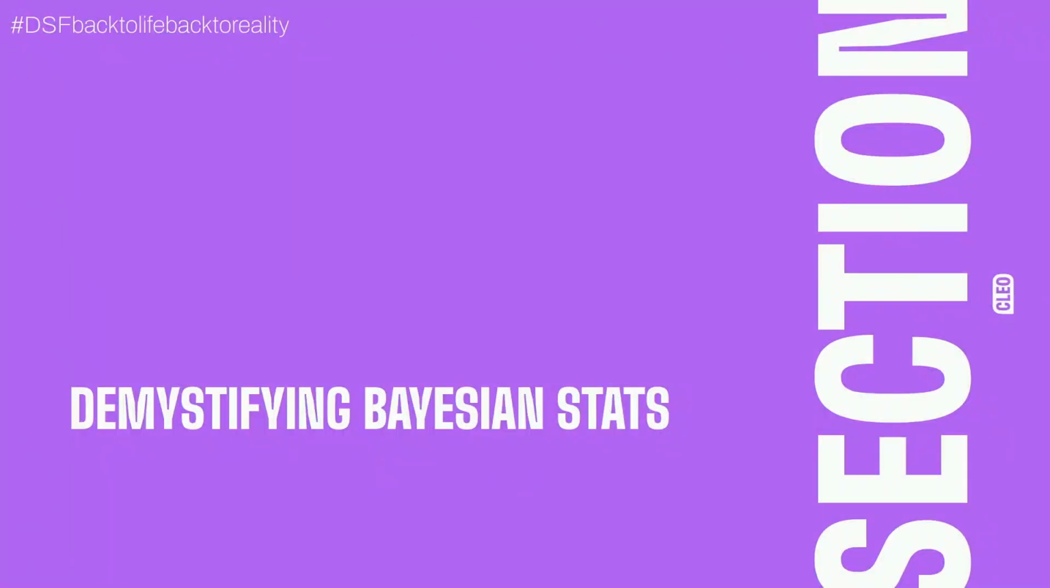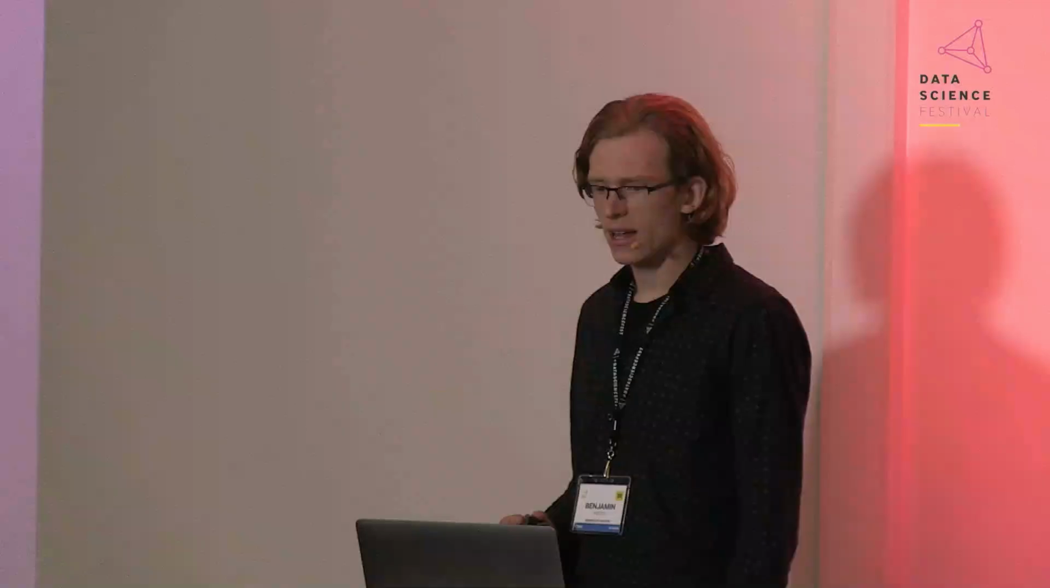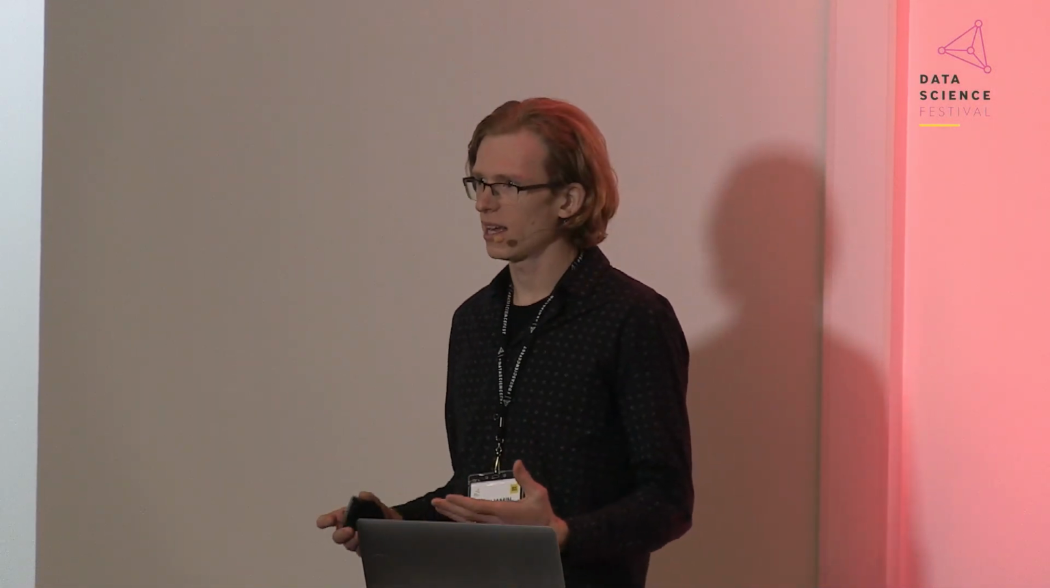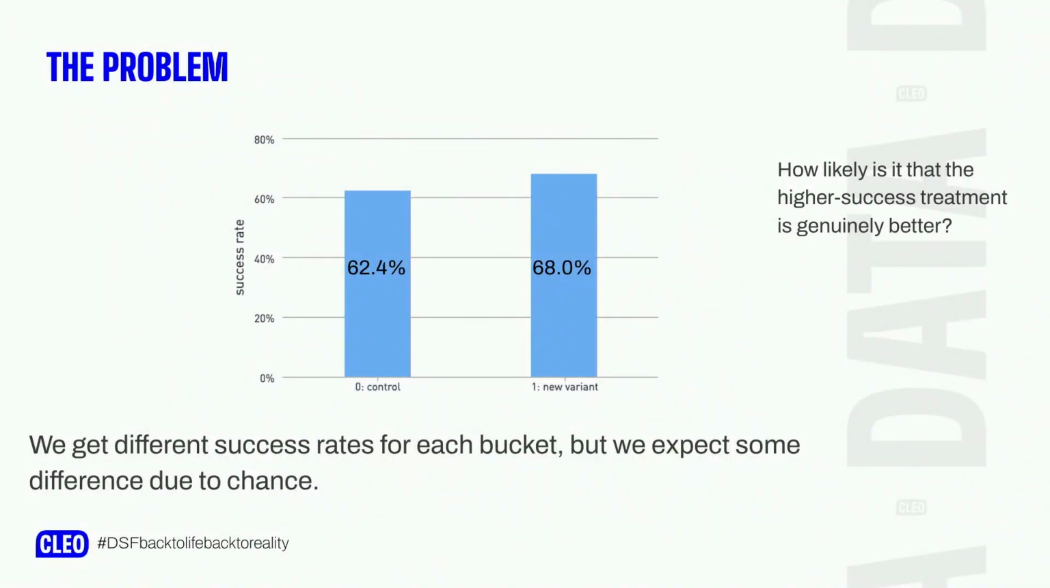So I'll go into some detail now about where this win rate number comes from. And the problem that we're trying to solve with win rate is when you run a test, you won't see the same success rate for both variants. So say we were running a test and we see 62.4% for one, 68% for the other, different success rates, but is this noise or is it a signal of these treatments actually being different?